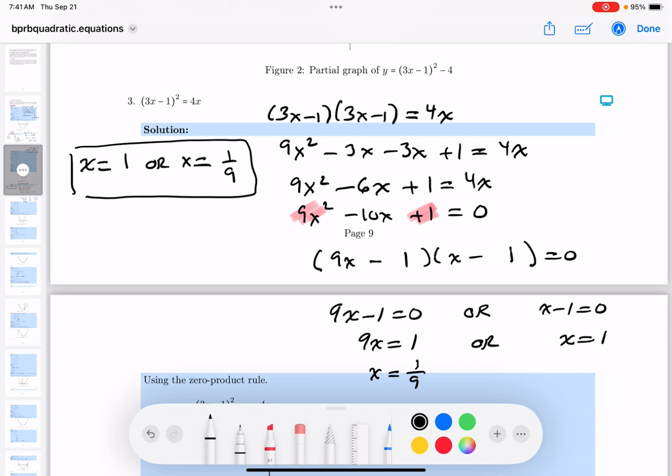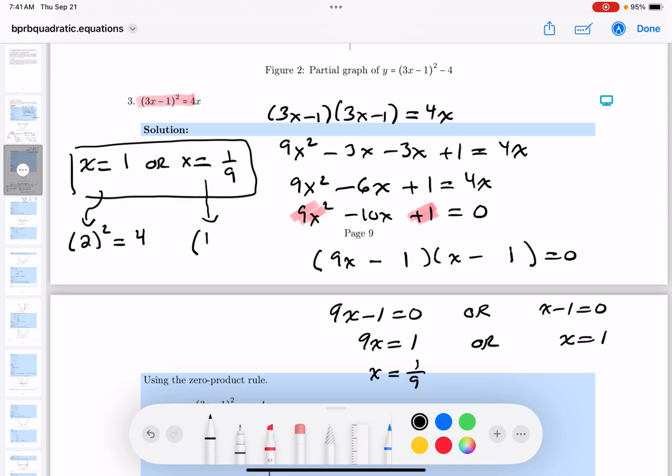And I'm going to check it. And where do you check it? Right over here. Which one's the easy one to check? One's easy to check. Let's write it down. What do you get? Well, we get 3 minus 1, which is 2. And 2 squared is equal to 4 times 1, which is 4. That works beautifully.